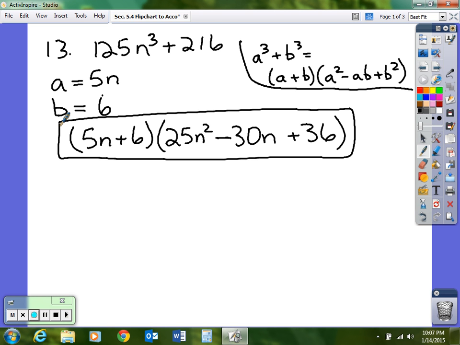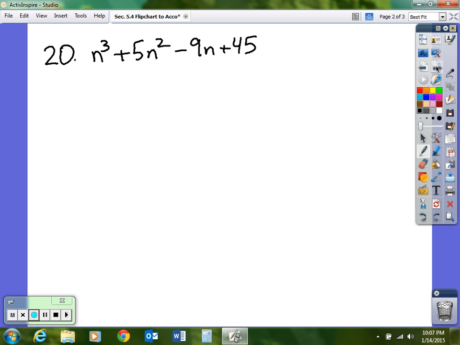Let us move to our next problem. We will take a look at problem number 20. This is a factoring by grouping problem. In order to factor by grouping, we are going to factor the same thing out of the first two terms. And then we are going to factor the same thing out of the second two terms.